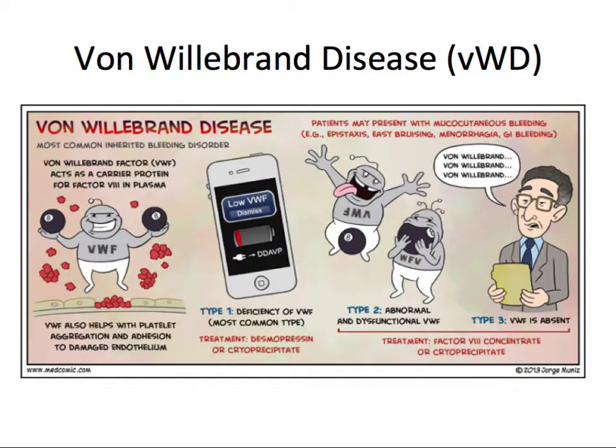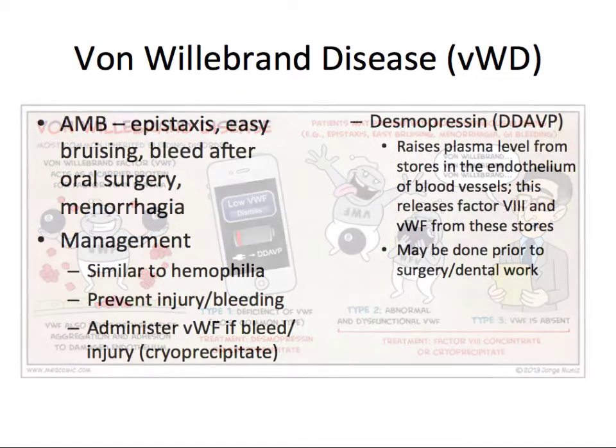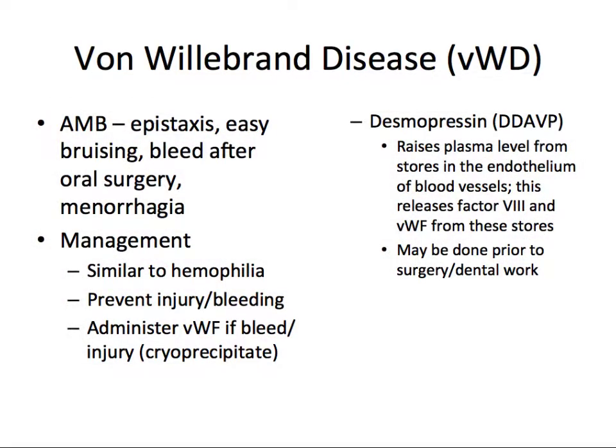Von Willebrand disease is a condition of deficient or ineffective von Willebrand factor. This factor acts as a carrier protein for factor VIII in the plasma. It also helps with platelet aggregation and adhesion to damaged endothelium. This condition is manifested by epistaxis, easy bruising, bleeding after oral surgery, or menorrhagia.